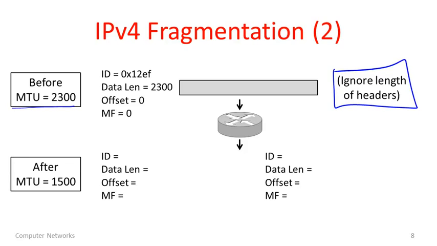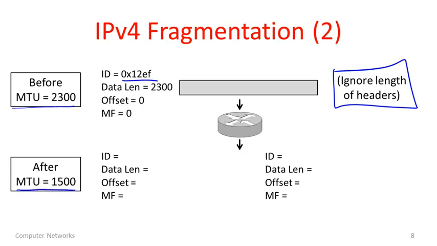So here, imagine a packet comes in. It has some identifier value, a random one. Oh look, it's 0x12EF. The data length of this packet is 2300 bytes. It has an offset of 0 because it's not fragmented. It begins at position 0 at the beginning. And the more fragments bit is cleared since there's been no fragmentation.